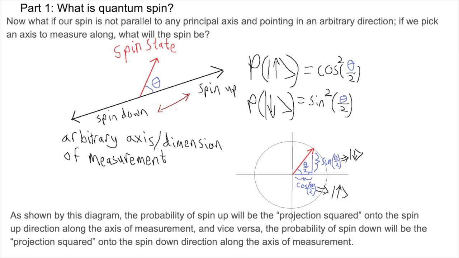Now, what if our spin is not parallel to any principal axis and is pointing in an arbitrary direction? If we pick an axis to measure along, what will the spin be? As shown by this diagram, the probability of spin up will be the projection squared onto the spin up direction along the axis of measurement, and vice versa, the probability of spin down will be the projection squared onto the spin down direction along the axis of measurement.